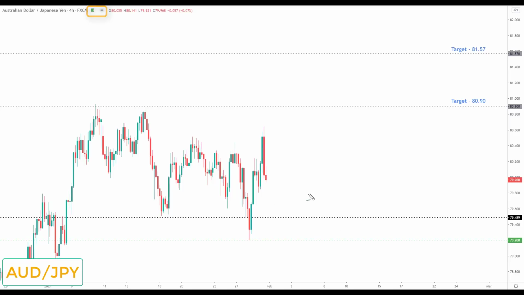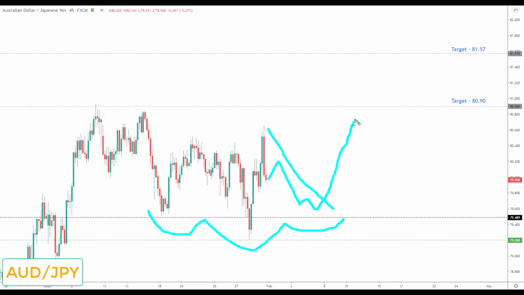Any deeper correction towards a 79.480 is going to be viewed as a potential opportunity to look for a right shoulder of this inverse head and shoulder setup in the direction of the primary trend. And any bullish reversals in this market next week will be viewed as an opportunity to look for long positions up towards the next key of resistance to the upside and the target set at the 80.90. And if we can get a break through here, up towards target 2 at the 81.57.